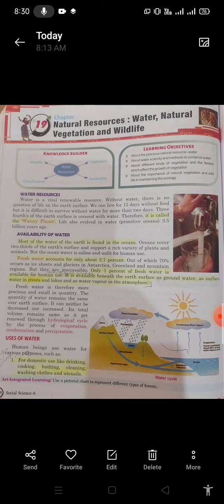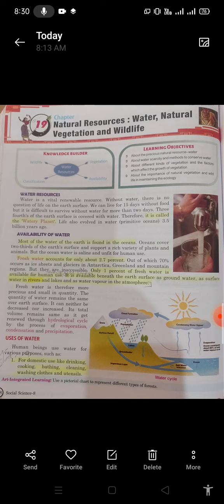Water resources. Water is a vital renewable resource. Without water, there is no question of life on the earth's surface. We can live for 15 days without food, but it is difficult to survive without water for more than 2 days. Three-fourths of the earth's surface is covered with water. Therefore, it is called the watery planet.